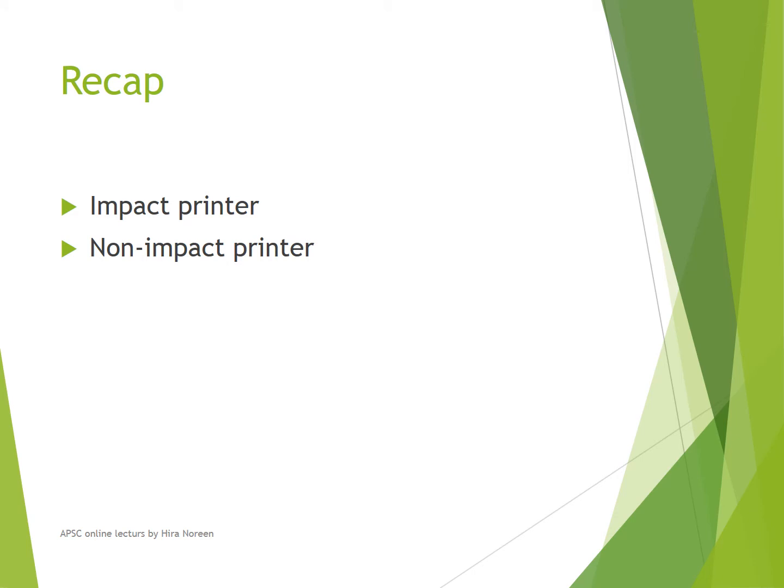Before we start our lecture, we must recap the previous lesson, in which we discussed the types of printer: impact printer and non-impact printer. As we discussed, an impact printer strikes the paper to produce the print, but a non-impact printer does not print by striking the paper, and its print quality is better than an impact printer.